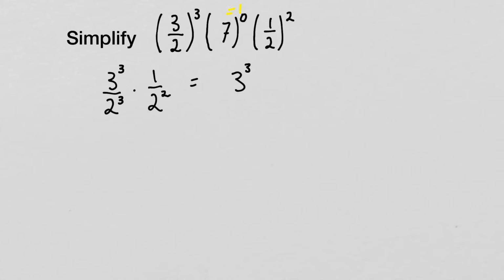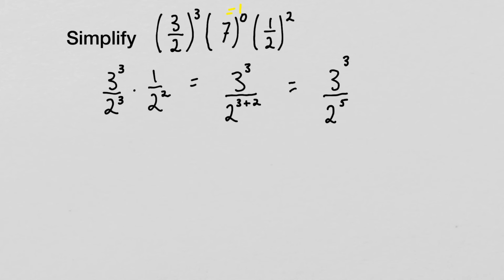So we end up with our 3 to the power of 3, and we can't change that one because nothing else has a base of 3, over 2 to the power of 3 plus 2. Well, that simplifies again to give us 3 to the power of 3 over 2 to the power of 5. And that is going to be our final answer.